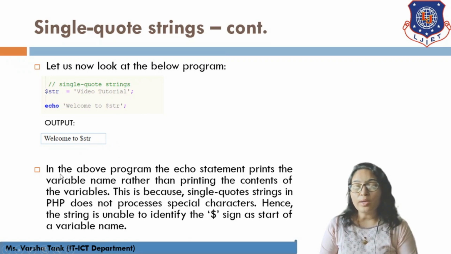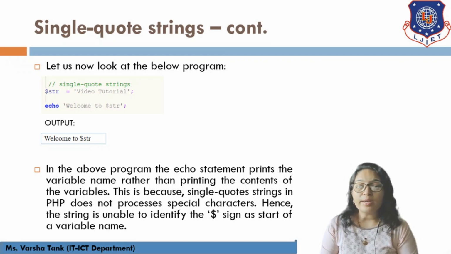Now here its explanation is given. In the above program, the echo statement prints the variable name rather than the content of the variable. This is because a single quoted string in PHP does not process special characters. Hence the string is unable to identify the $ sign as part of a variable name, so it will display welcome to $str directly. But if we have written it in double quotes, then it will parse it. Then it will compile it.